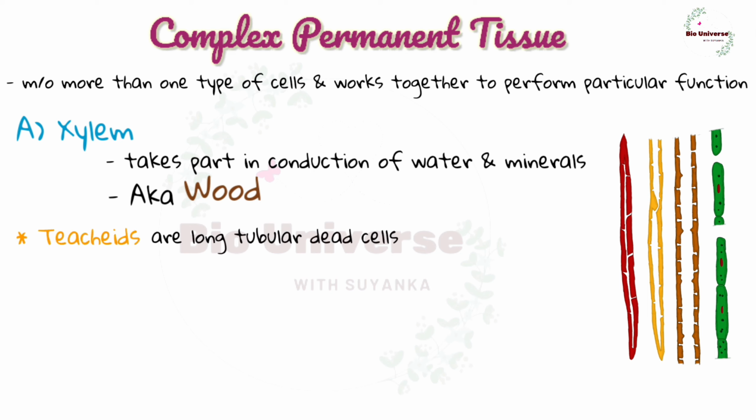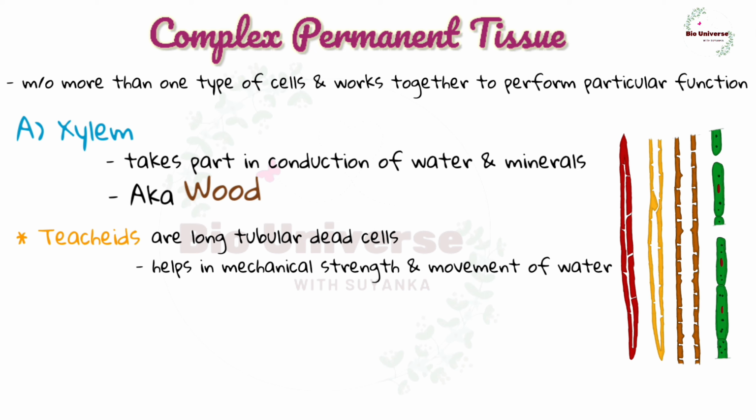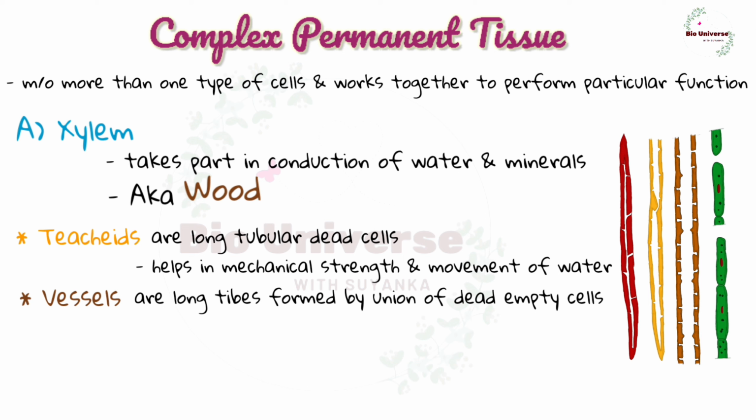Tracheids are long tubular dead cells with lignified walls and tapering ends. Tracheids possess various types of thickening for mechanical strength, and the unthickened areas help in the movement of water from one tracheid to another. Vessels are very long tubes which are formed by end-to-end union of a large number of dead empty cells where the transverse wall breaks down completely. Vessels are more efficient than tracheids. They occur in flowering plants.